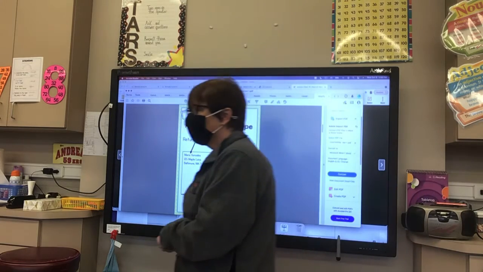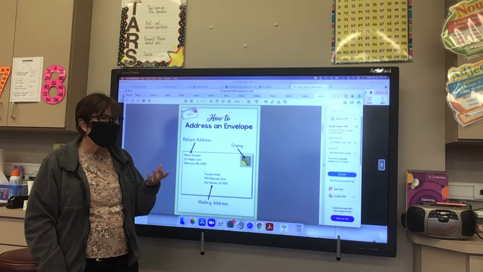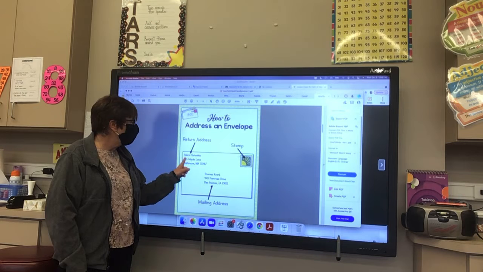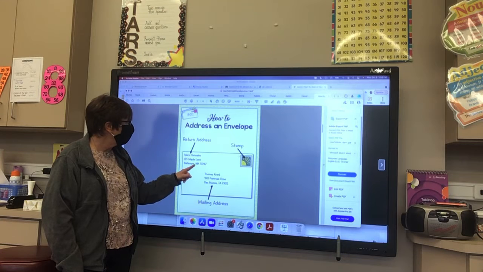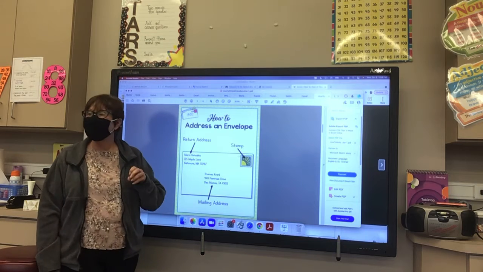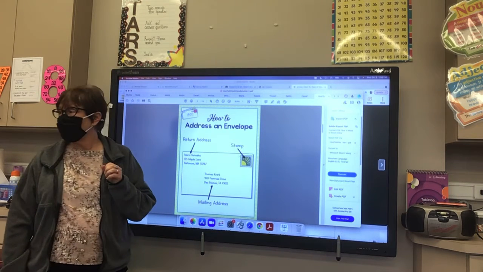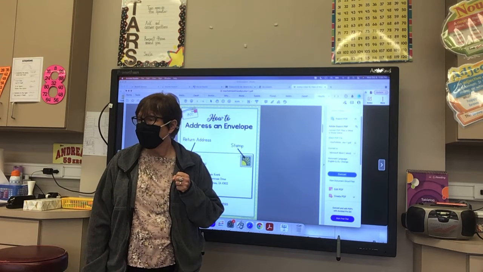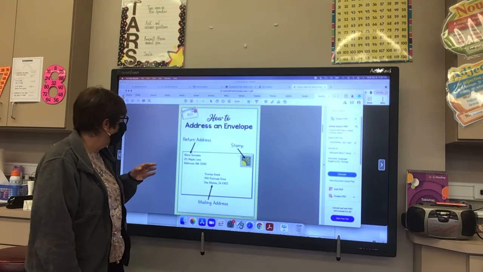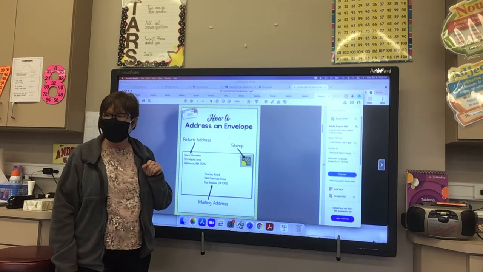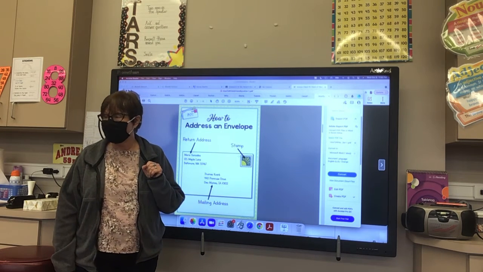So the first thing that's on our envelope is a return address, your address. You put your name, the street you live on with your house number, your city with a comma, the abbreviation for your state, and then your zip code. How many people know their full address? Well, lots of people. How many know with the zip code? Maybe a few people, not everyone. And then, so that's in the left corner of the envelope. It has to follow certain rules for the post office.